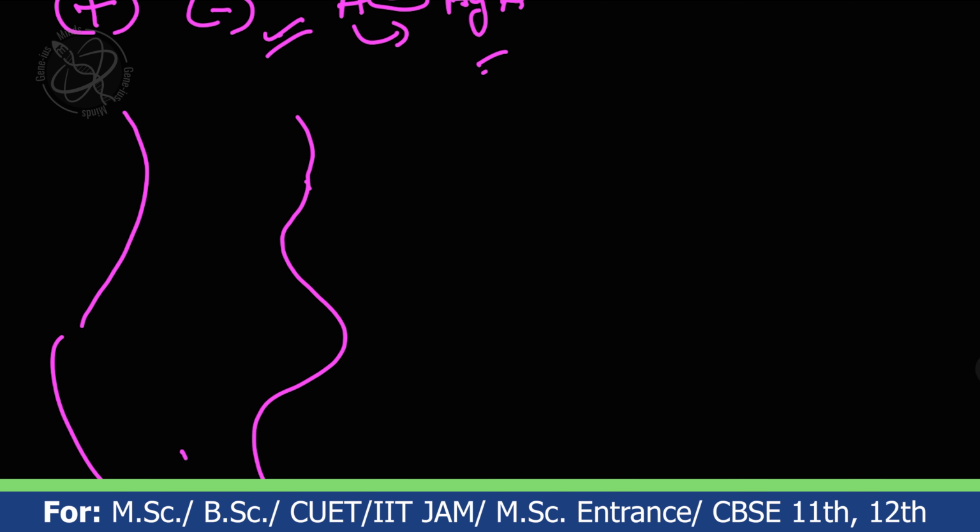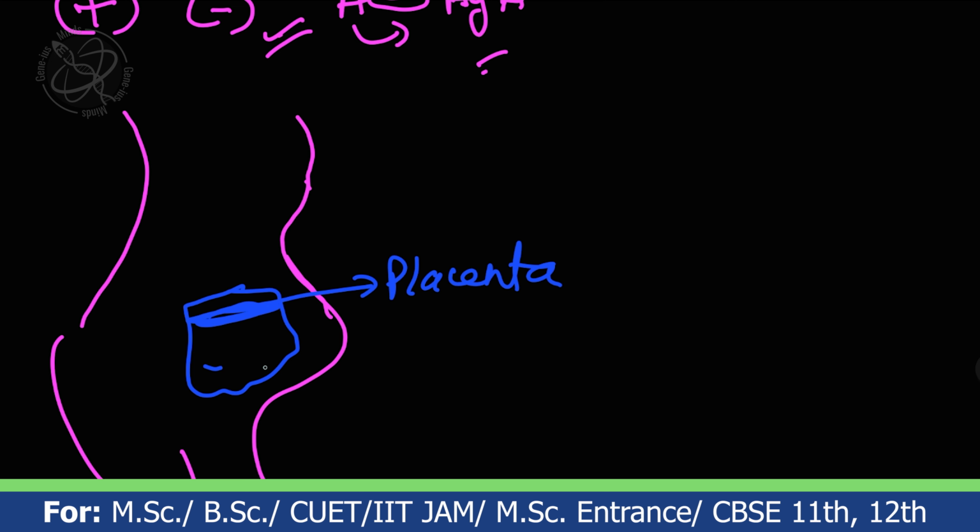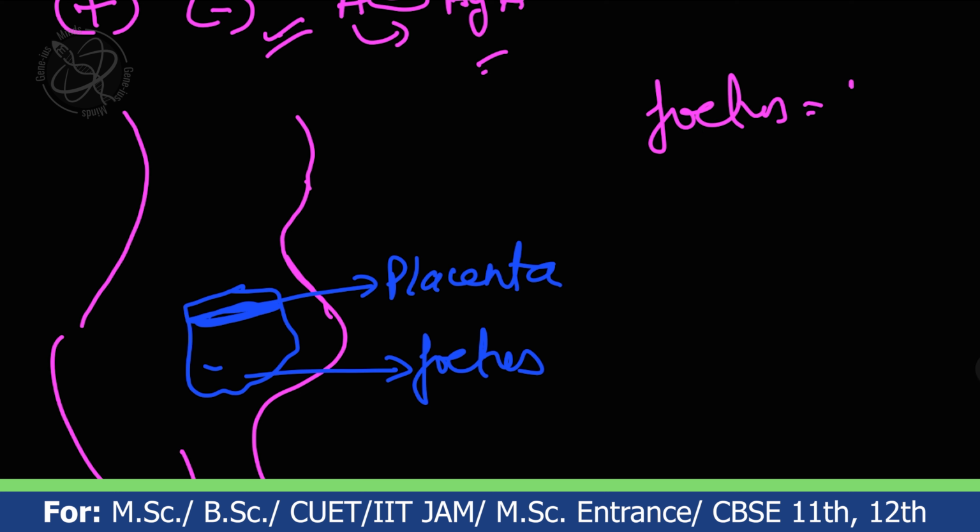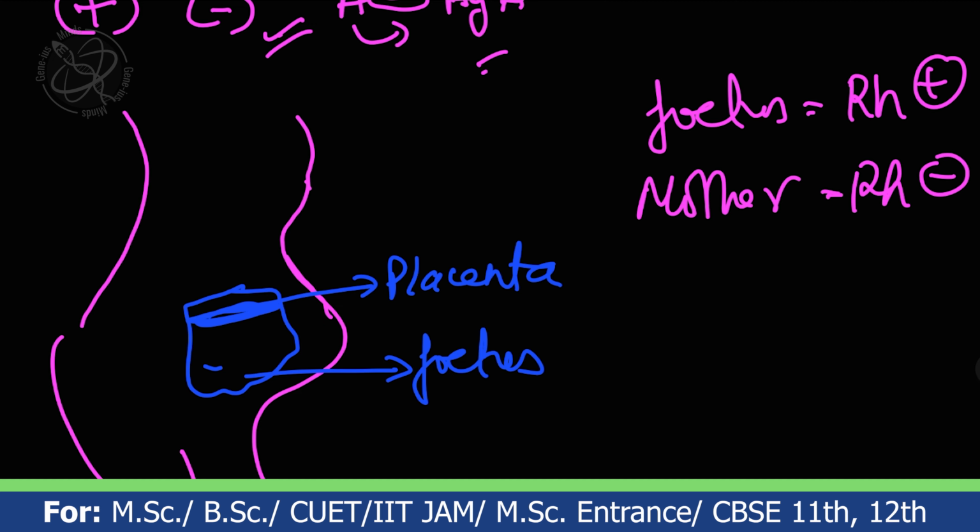Let us take an example. Suppose this is the expected mother. She is bearing a healthy fetus, and here somewhere we have the placenta. Let us just consider this is a growing fetus. Now in this case, the fetus is RH positive for a particular blood group and the mother is RH negative. Are you all getting it? Suppose the mother is A negative and the fetus is A positive, B positive or AB positive, any blood group. So what is happening?